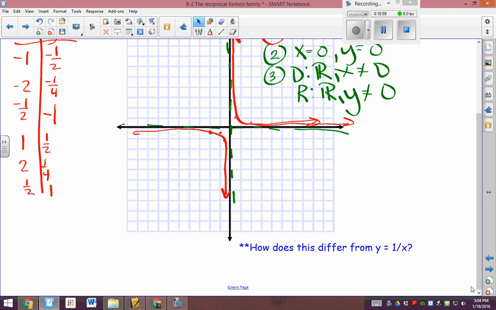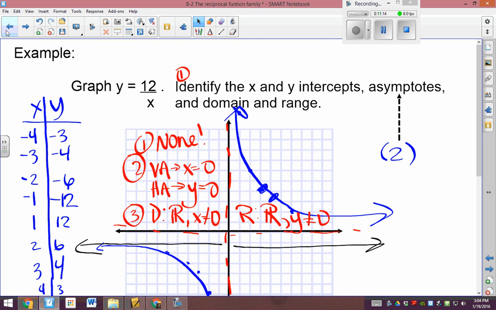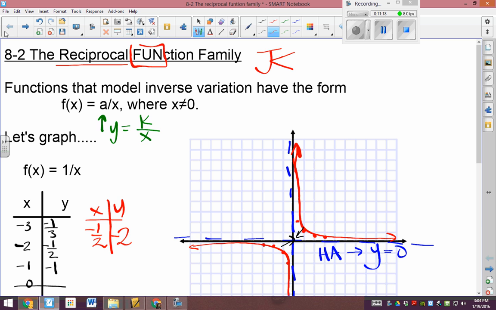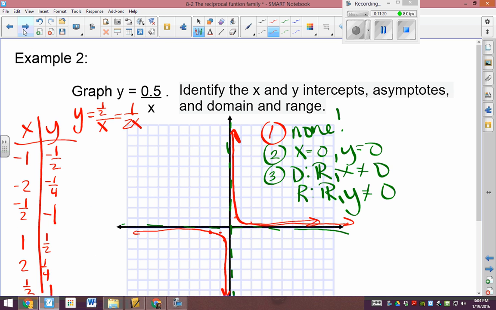Let's do one that's not on the origin, so we'll see. How does this differ? It's closer to the origin. Right. Much closer. If we compare the three we've done, the far away one was with an A value of 12. This one is closer than the 12, but farther away than the 0.5. Right, I think I'm getting it.